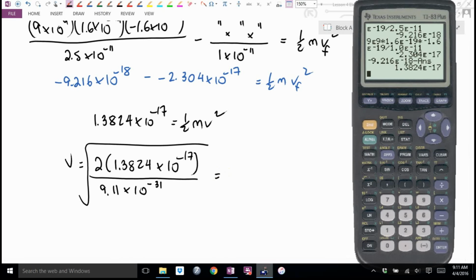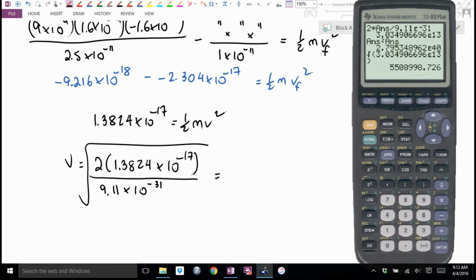So on my calculator, I'm going to go 2 times this answer divided by 9.11 times 10 to the negative 31, square root. I like this question. I did it wrong. After all that, my square root button didn't go. Son of a gun. Okay. Square root of 3.034906696 times 10 to the 13th.